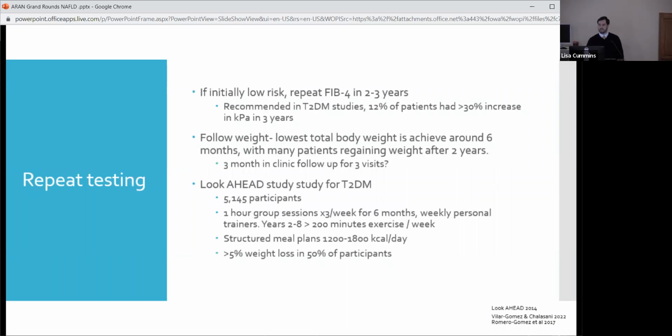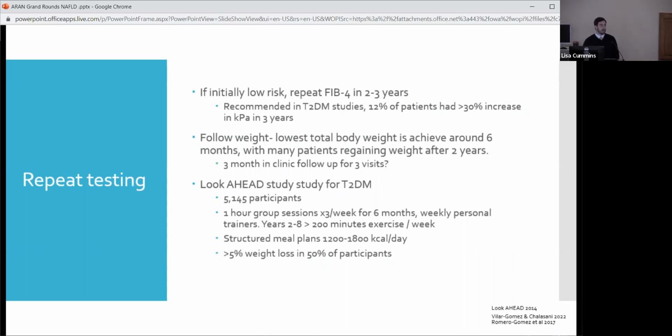And then repeat testing. So initially, if you're low risk, go ahead and repeat that FIB-4 score, that NAFLD fibrosis score in 2 to 3 years. That's based off diabetes studies that show that about 12% of patients have a 30% increase in their KPA after 3 years. So that's where that information comes from. So they have a low FIB-4 score, keep an eye on them, bring them back in 2 to 3 years and repeat that testing.